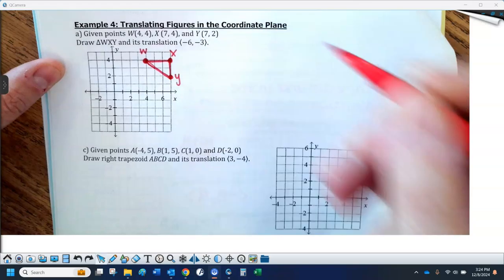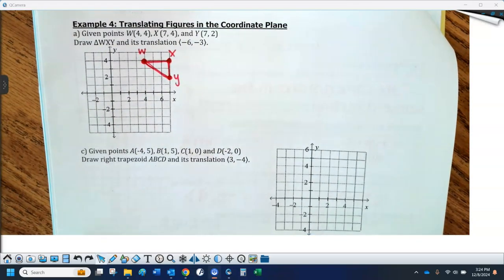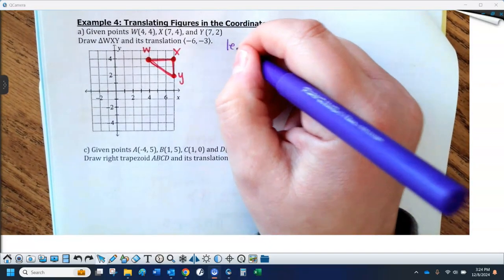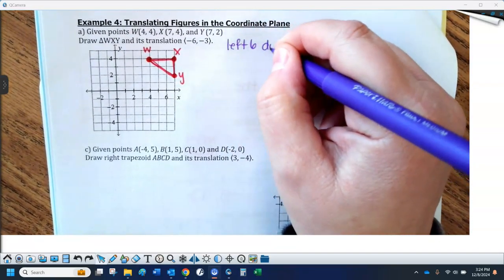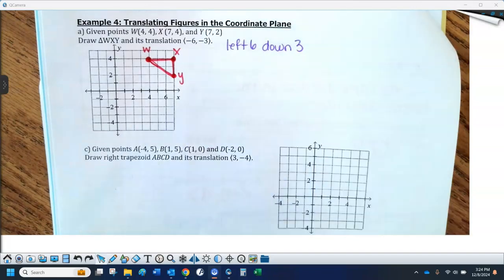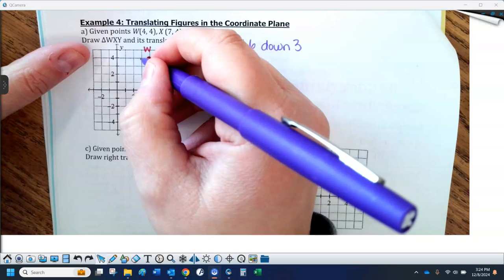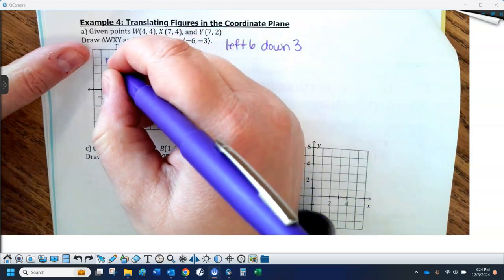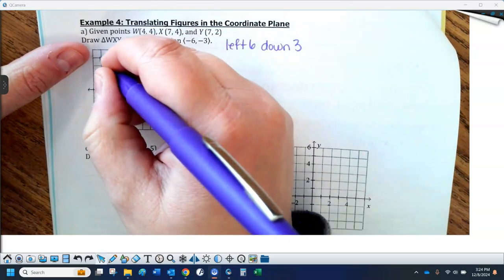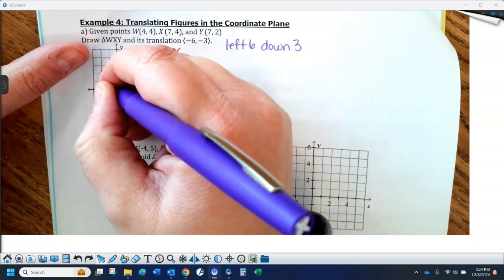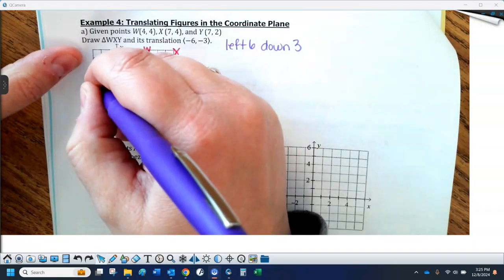And then it says we're going to scooch this. Negative 6, negative 3 is the vector. So that means left 6 and then down 3. So just go ahead, each one of the points. I'll just go ahead and start with W. So I'm going to go left 6, 1, 2, 3, 4, 5, 6, and then down 3, 1, 2, 3. So there's my W prime.